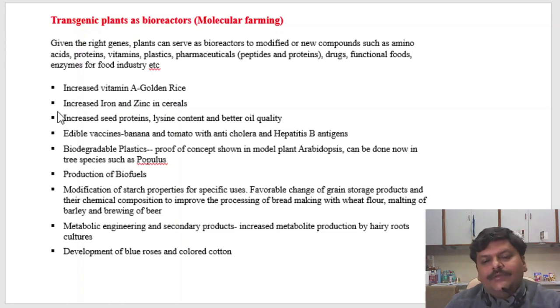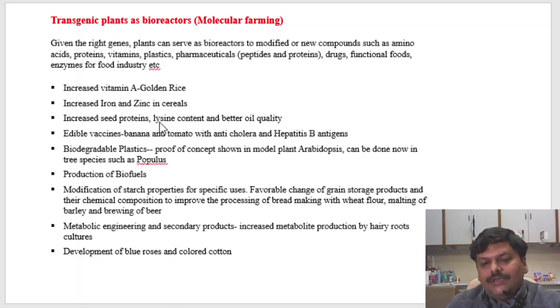Similarly to golden rice, transgenic wheat and transgenic rice are made which show higher amounts of iron and zinc in seeds. There are transgenic plants made which show increased seed proteins and higher lysine content. Lysine is an important amino acid which is many times lacking in a vegetarian diet.